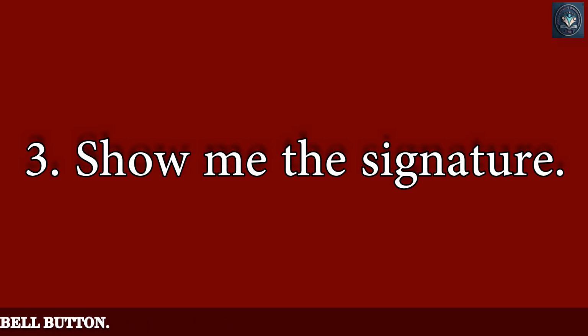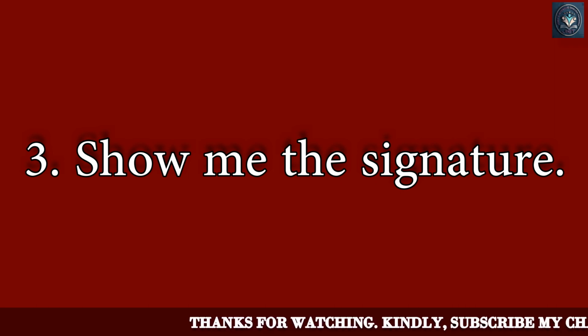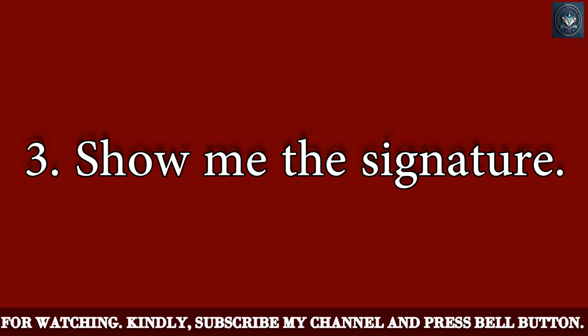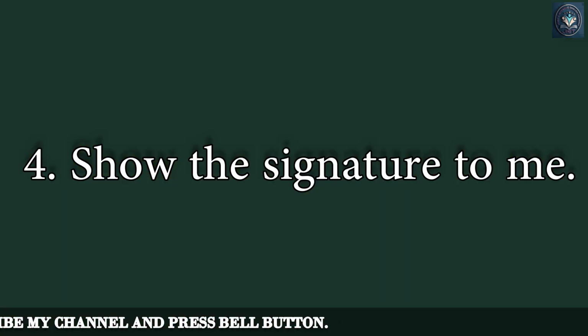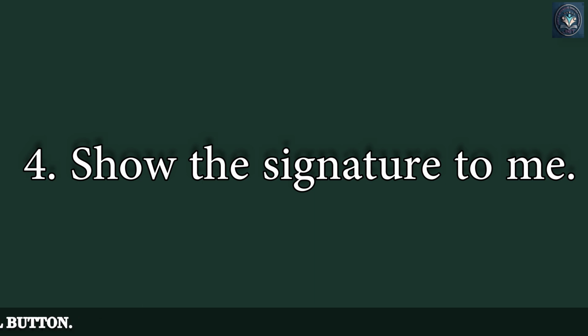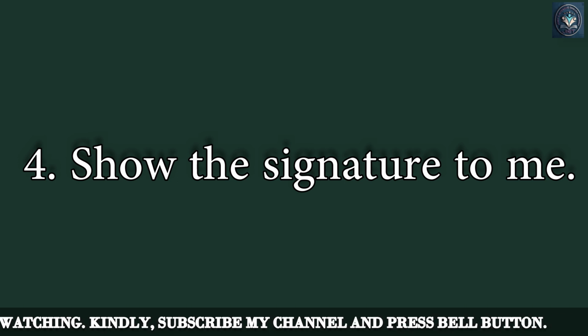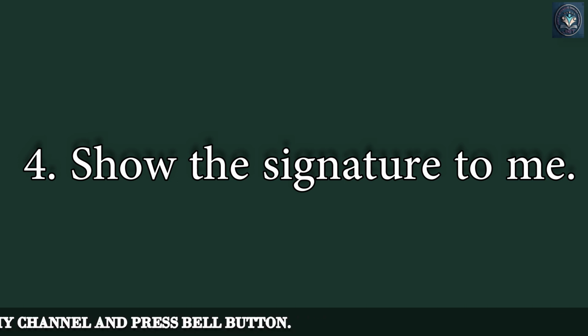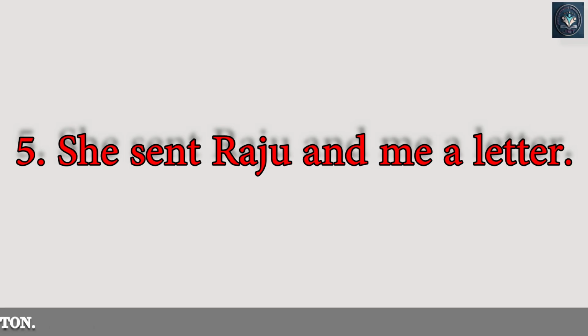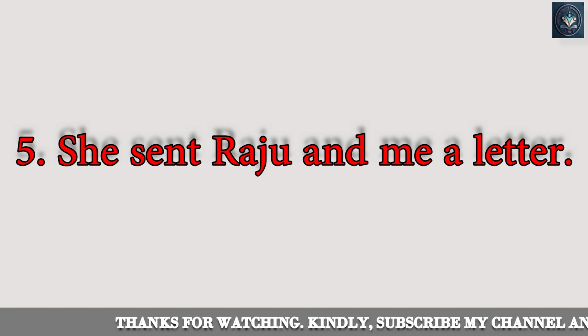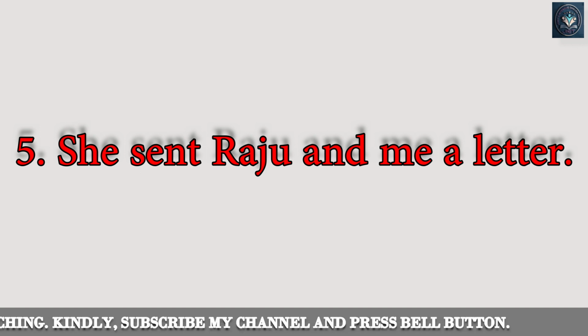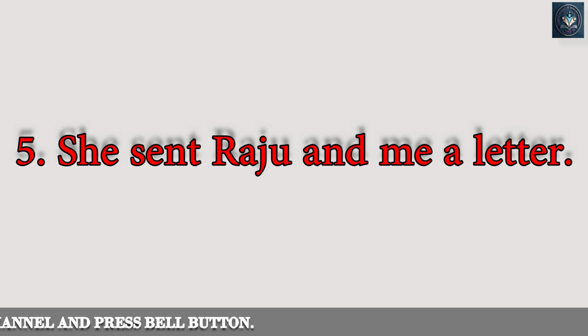Third, show me the signature. In this sentence, the signature is a direct object and me is the indirect object. Fourth, show the signature to me. Here also, the signature is a direct object and me is the indirect object. Fifth, she sent Raju and me a letter. In this sentence, a letter is the direct object and Raju and me is the indirect object.